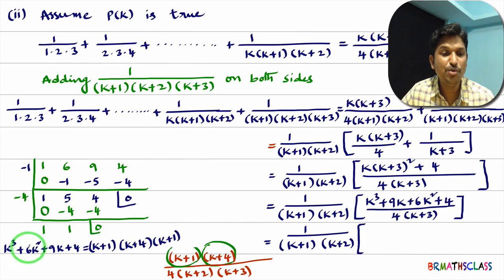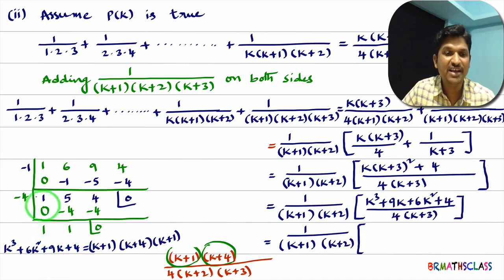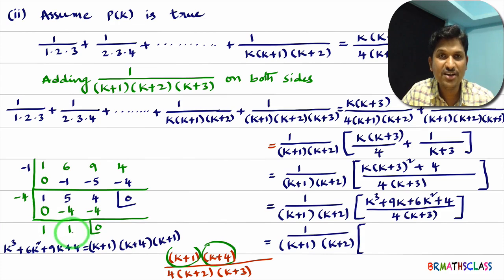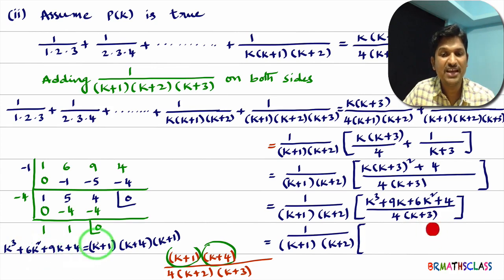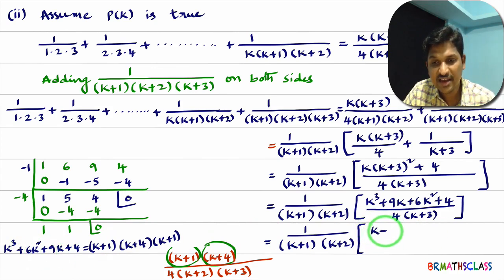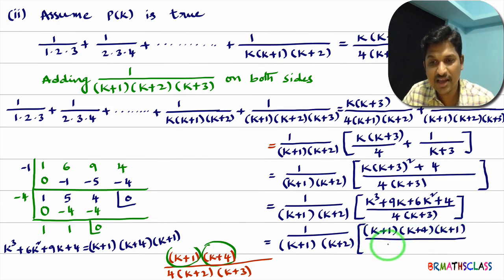What point can we learn from this? You see here, this k cube plus 6k square plus 9k plus 4 can be written as k plus 1. Here minus 1 is there, no? That's why k plus 1 into k plus 4 into the constant term, that means k plus 1. So if you multiply all these three terms, again you will get this only. If you want, you can try. So in place of k cube plus 6k square plus 9k plus 4, I can write k plus 1 into k plus 4 into k plus 1, whole divided by 4 into k plus 3. Now you observe this k plus 1 will get cancelled.